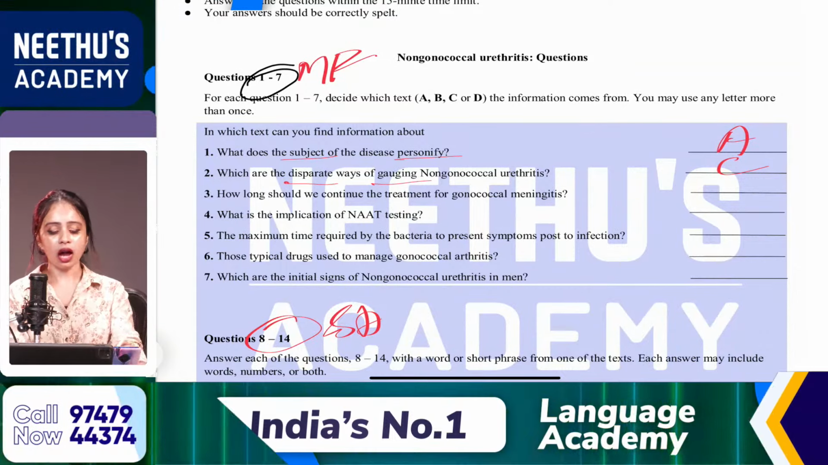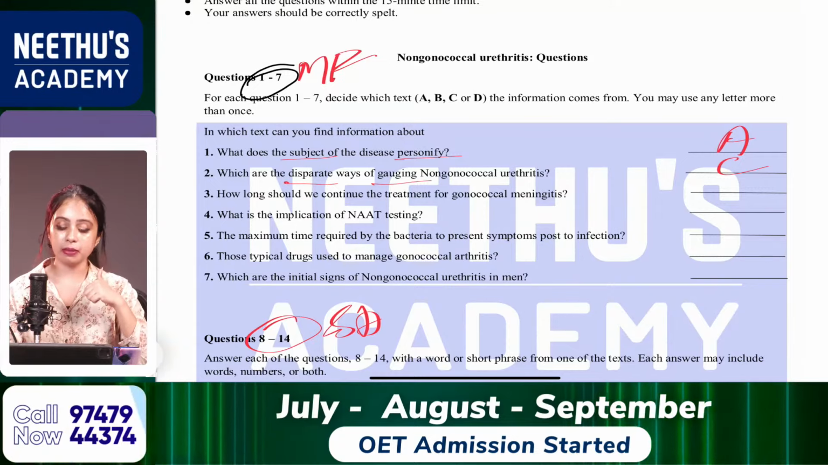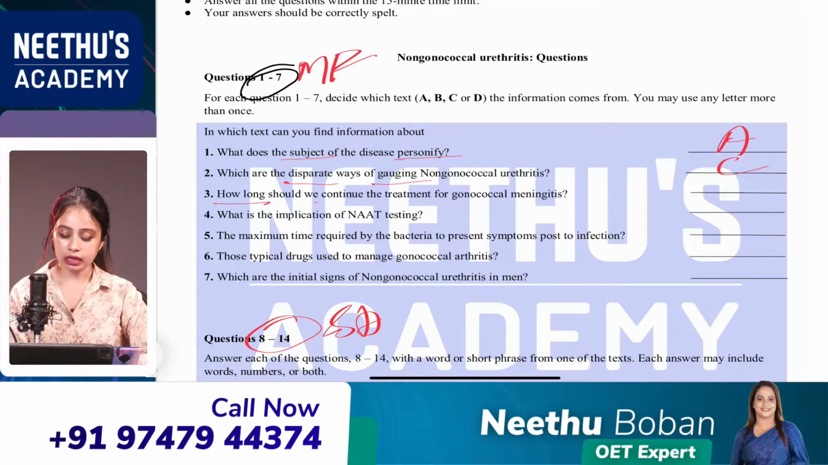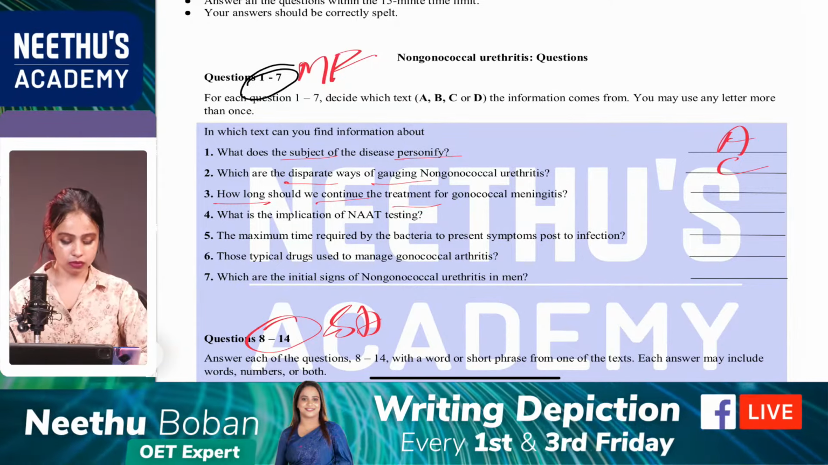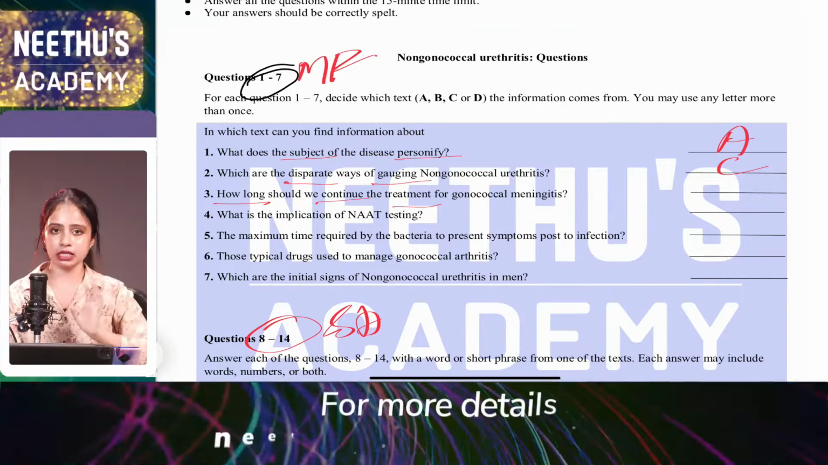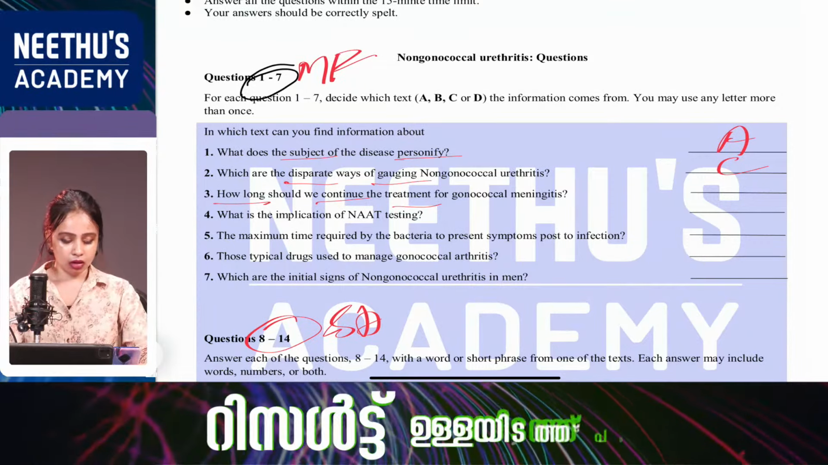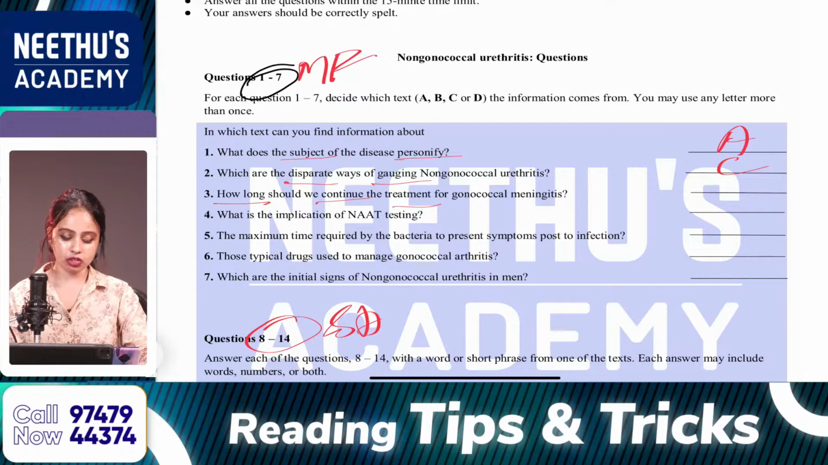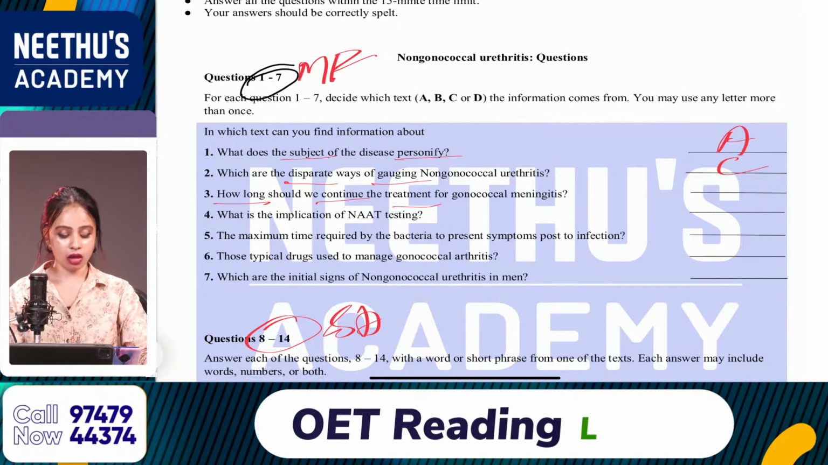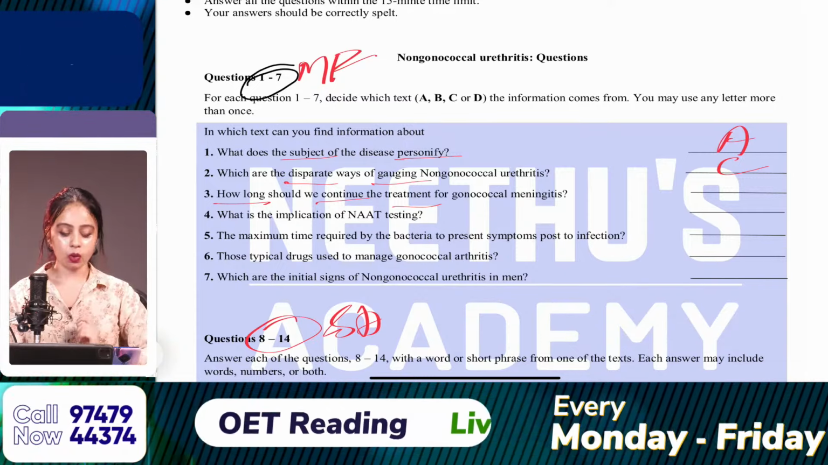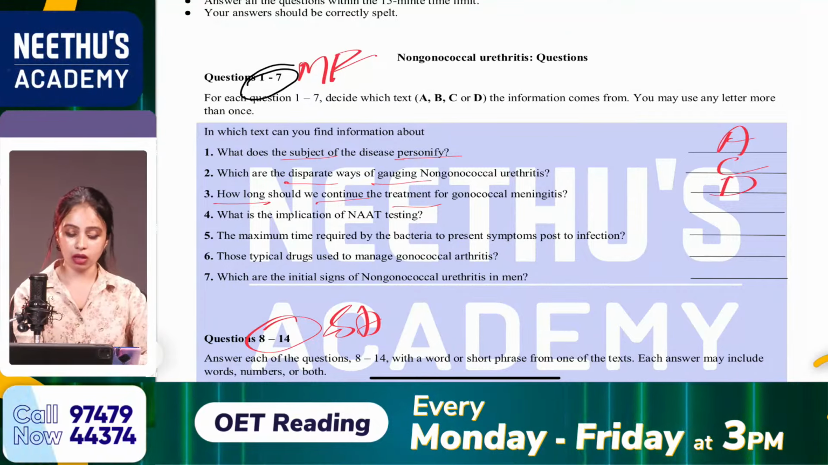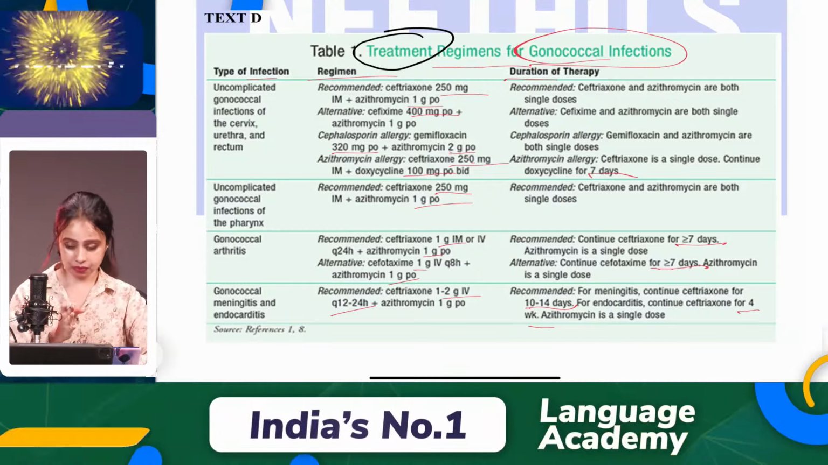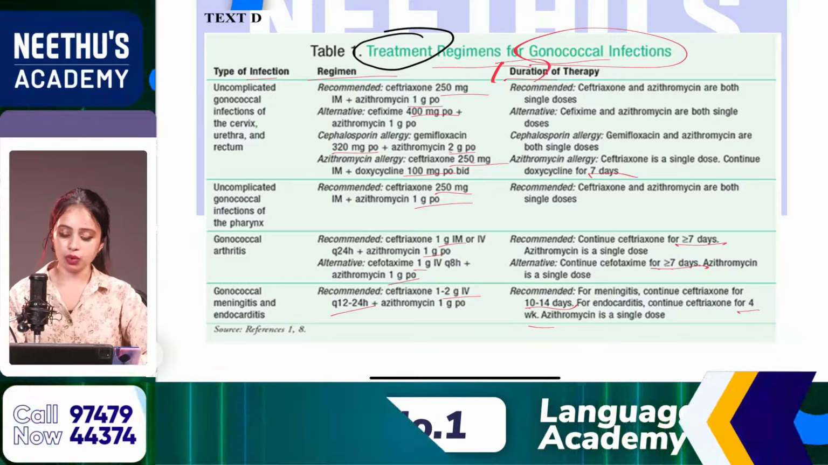Then third one: how long should we continue the treatment for gonococcal meningitis? They are asking you regarding the duration, right? So my keywords: how long, continue, treatment. So what about the treatment options? We don't need answers here, but still we need that particular text, right? Okay, that is from text D. Very good. Treatment options mentioned about this particular condition are in text D, treatment regimens for gonococcal infections, as well as duration of the therapy, that is how long.